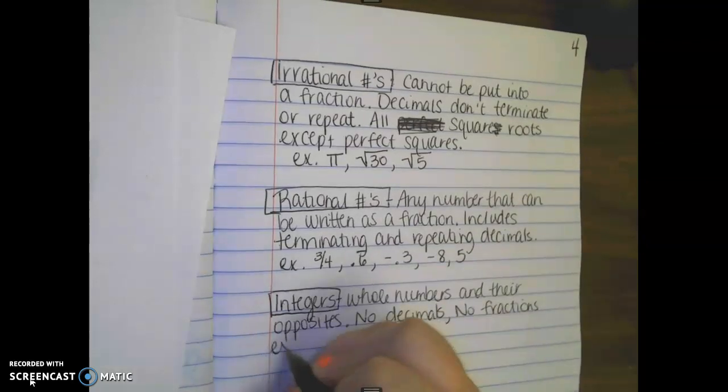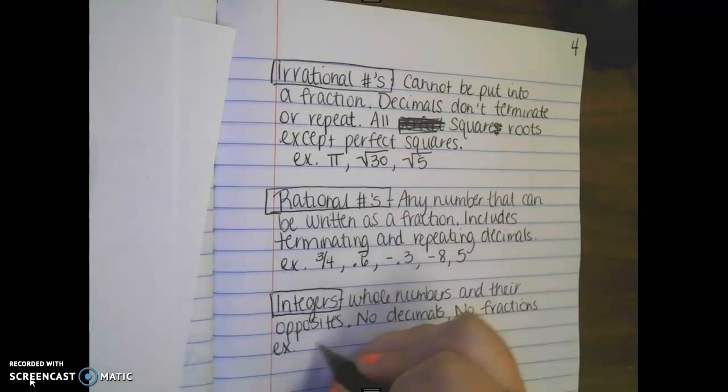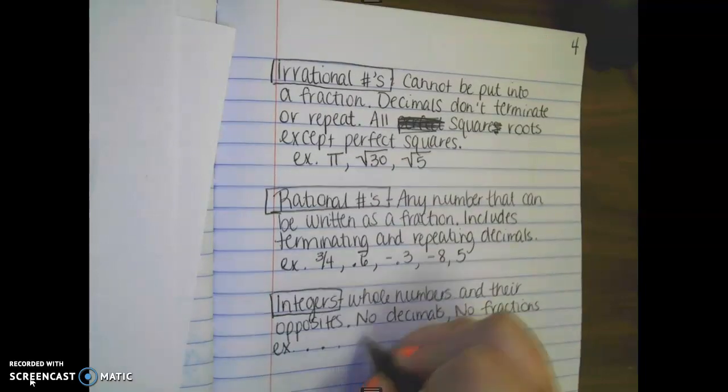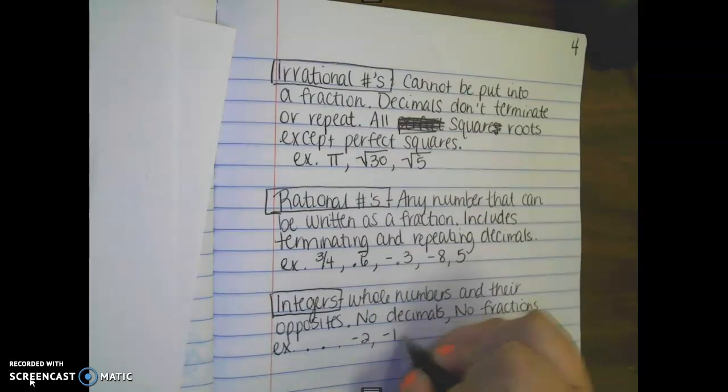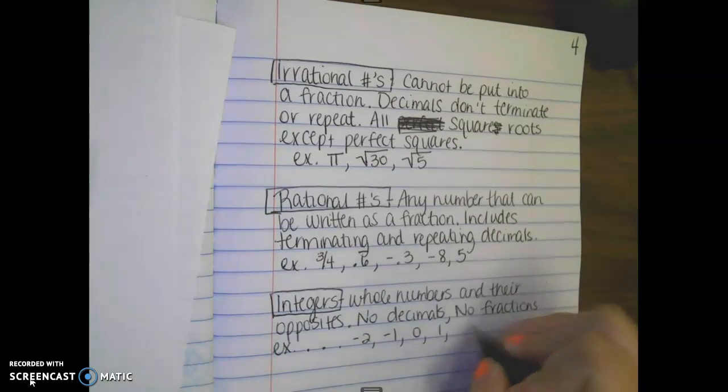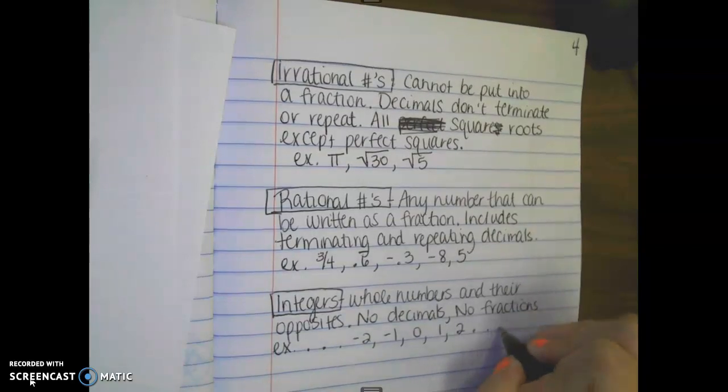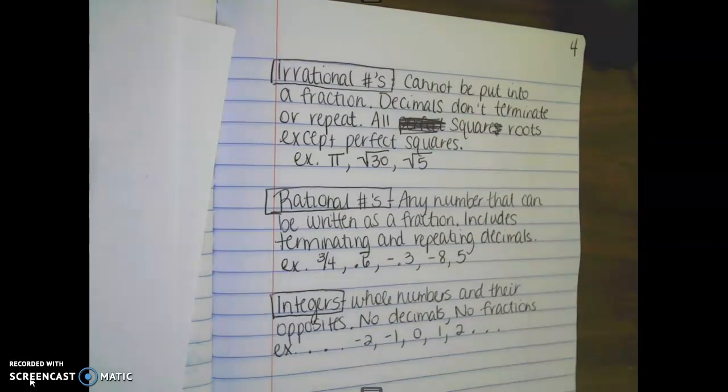All right, some examples would be, I'm going to put dot, dot, dot, -2, -1, 0, 1, 2, dot, dot, dot. Now that dot, dot, dot means it keeps on going forever. And I put it before it because it keeps on going forever into my negatives, but it also keeps on going forever into my positives.